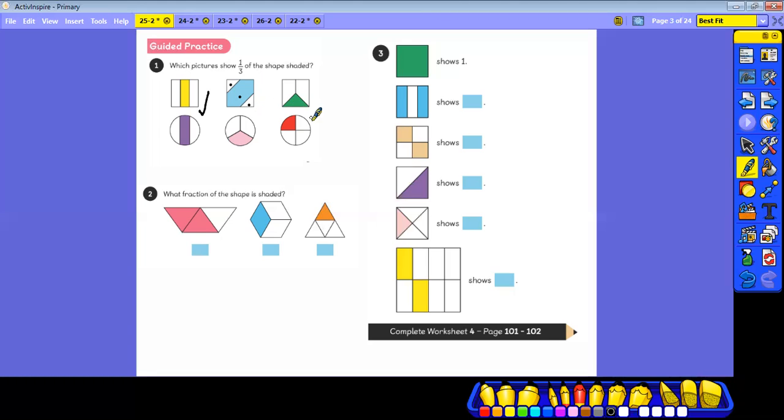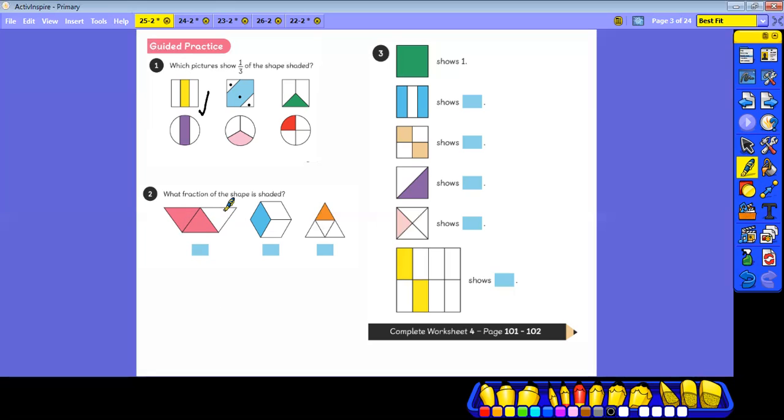Okay, so you need to move on and look at the other shapes and decide whether 1/3 has been shaded or not. Tick the ones that have. In question 2, what fraction of the shape is shaded is the question. And here we've got 3 shapes and they've got different amounts of sections shaded. So you're looking now at figuring out what the numerator and denominator will be so you could write the fractions correctly underneath.